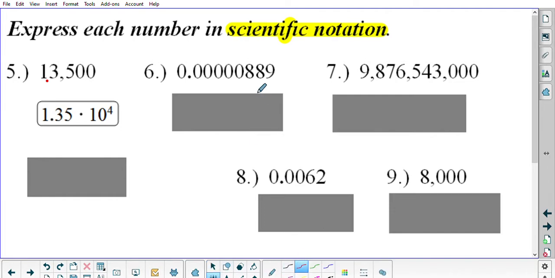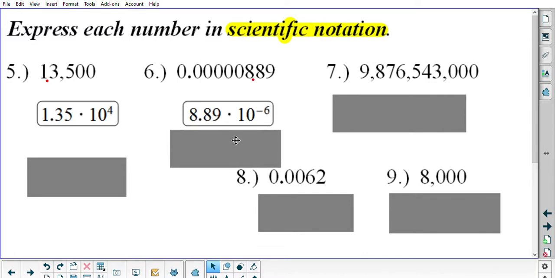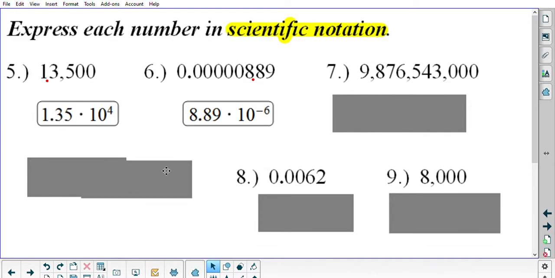First thing you've got to figure out, where's the decimal point going to go? It's got to go between the two 8s, because that would make it 8.89, which is a number between 1 and 10. How many digits do we have to account for? Well, we have to account for the 5 zeros that are to the right of the decimal point, but also the digit of this first 8. And so that means 6 digits we have to account for. So it's 8.89 times 10 to the negative 6 power.